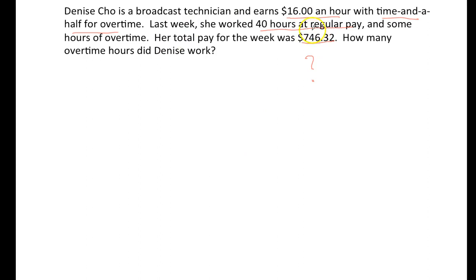Okay, we know that her total pay, okay, how do we find total pay when someone has overtime hours? Well, it's the regular pay plus the overtime pay. All right. Right now, all we really know is that 40 hours is a regular work week, and her regular pay is $16 an hour, and total she made $746.32. So I do know this amount.